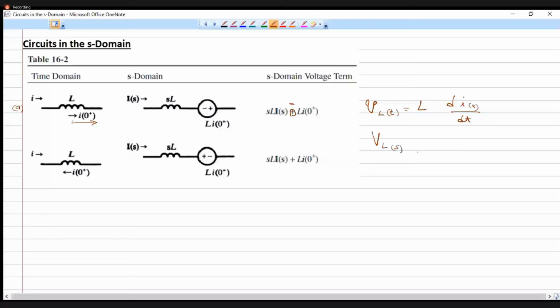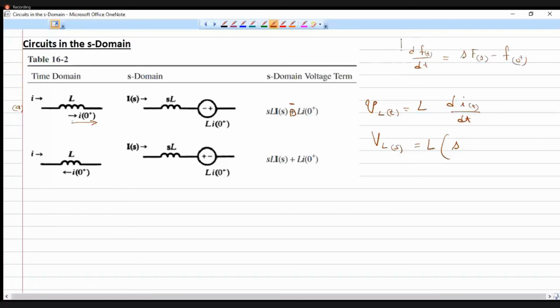So I can write this is equal to VL of S. So that will be equal to L. And what is the Laplace transform of the derivative of a function? If you remember, where we have written the Laplace transform of the derivative, L of d by dt of f of t, it was written as equal to s into F of s minus f of 0 plus. Sorry, there is no L here.